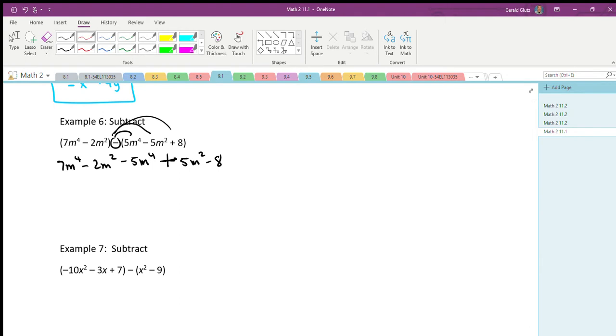So now I'm going to look for all the like terms. So I got a 7m to the 4th minus 5m to the 4th. So that's 2m to the 4th. Negative 2m squared plus 5m squared. So negative 2 plus 5 would be 3. So plus 3m squared. And then the negative 8 is the only number, so it'll just be minus 8. And there's my answer.